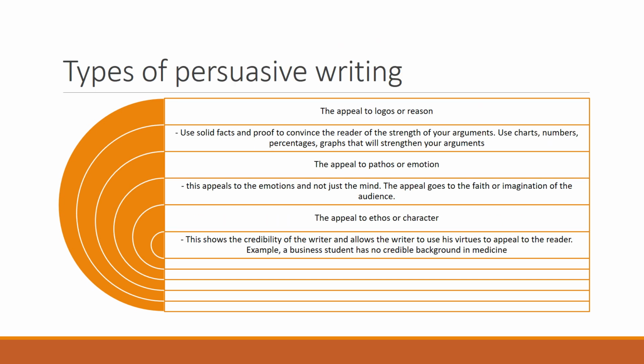Now, there are different types of persuasive writings. There is the one that appeals to logos or reason, where you're expected to use solid facts and proof to convince the reader of the strength of your arguments. In this case, you can use charts if it is something you're writing before an exam. You can also find numbers, the statistics to justify what it is you're saying. You can also use graphs that will strengthen your arguments.